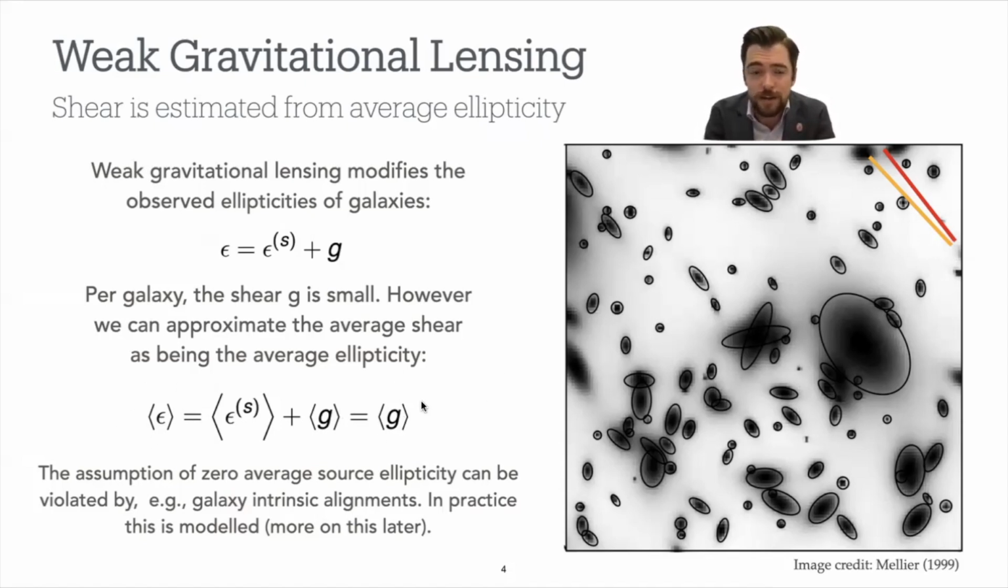Now, it turns out that that assumption that the mean intrinsic ellipticity is 0 for populations of galaxies on the sky is a bad one. It's a bad one for a number of reasons, but mostly due to this thing called galaxy intrinsic alignments, which we'll talk about a little bit later on. We generally get around that through modeling.